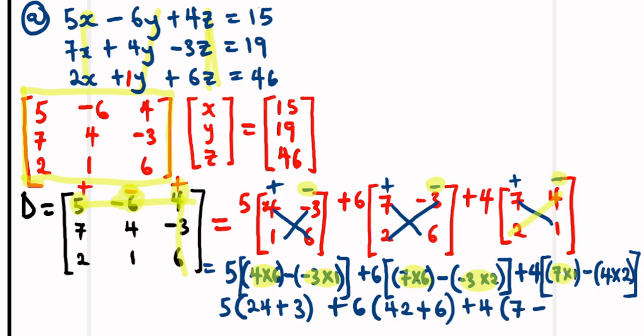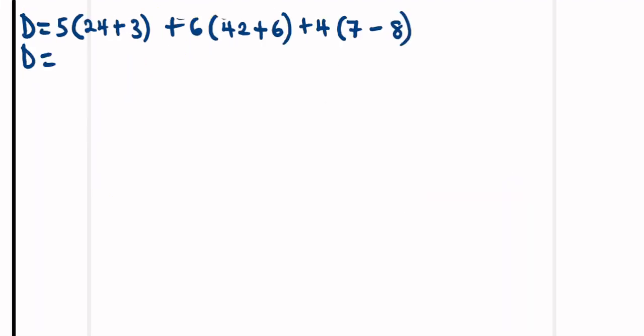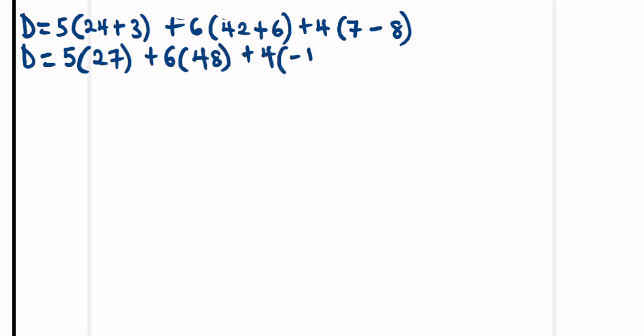Then minus, we'll have 4 times 2. 4 times 2 is going to give us 8. So simplifying what we have, our normal determinant gives us 5 in a bracket, 24 plus 3 is 27, plus 6 in a bracket, 42 plus 6 is 48. Now, plus 4 in a bracket, 7 minus 8 is minus 1.